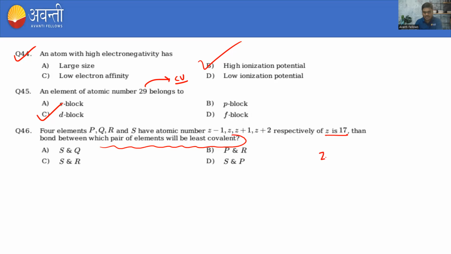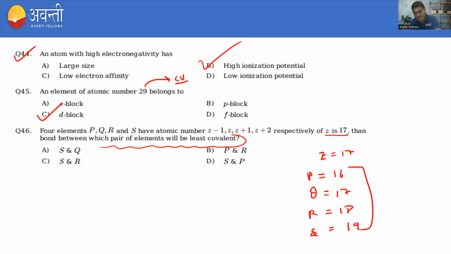So Z is equal to 17. If Z is equal to 17, what is P? P is equal to Z minus 1, that is 16. And Q is equal to Z, that is 17. And R is equal to Z plus 1, that is 18. And S is equal to 17 plus 2, that is 19. Now you have to identify which pair of elements is least covalent. Least covalent means more ionic, you can also say. So which of the following is the least covalent?